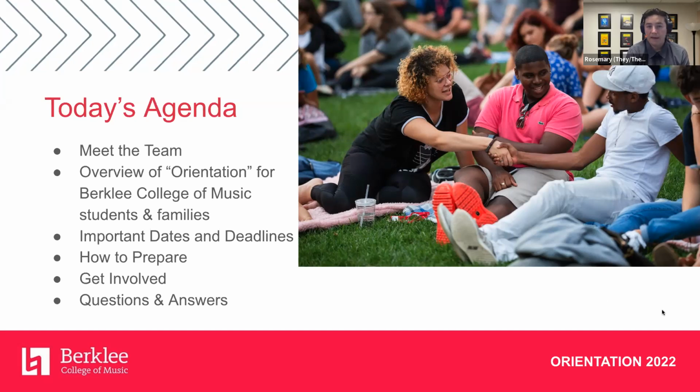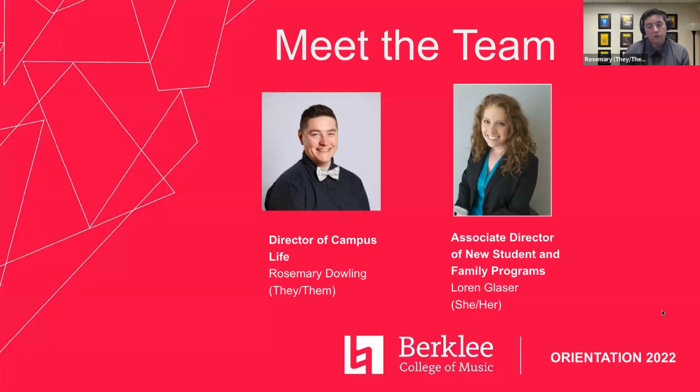All right, so with that, as I said, my name is Rosemary Dowling. I'm the Director of Campus Life, which means I have the privilege of getting to work with our Orientation and Family Programs team. And I also work with our Student Involvement team that does our clubs, activities, and events on campus. So all the fun stuff, and really getting to just hang out and chat with you all, which makes me the best job on campus, in my opinion. And I'm going to turn it over to my colleague, Lauren, to introduce herself.